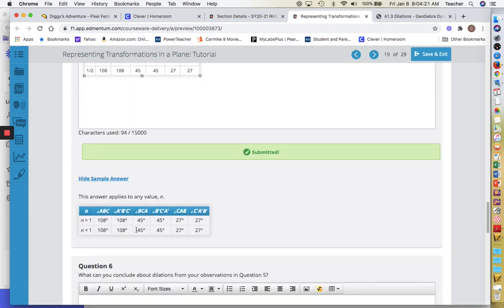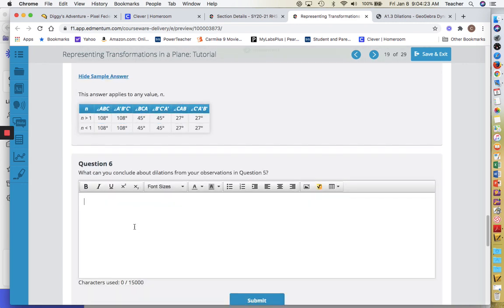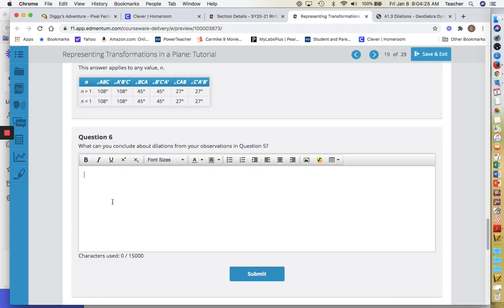They're the same. Okay, so what can you conclude about the dilations from your observations of question 5? The measure of the angle measures aren't going to change each other. Sorry, I'm not in the middle of the video. Give me just a second. Let me type this in. The measures of the angles are not going to change, you guys.